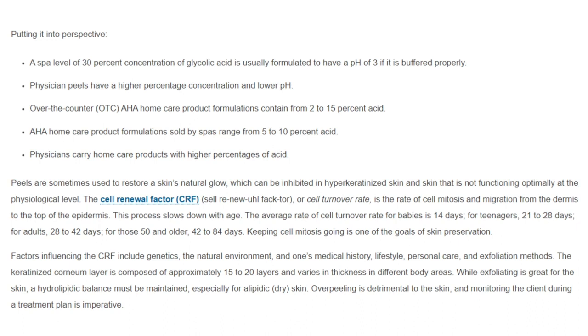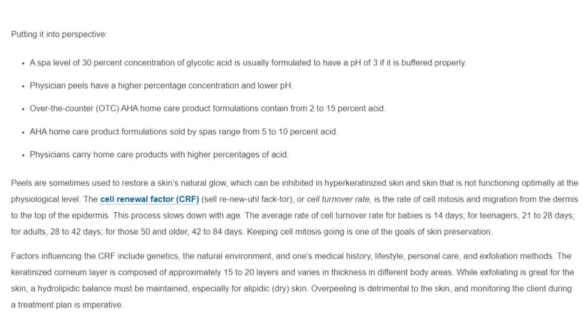The average cell turnover rate for babies is 14 days, for teenagers 21 to 28 days, for adults 28 to 42 days, for those 50 and older 42 to 84 days. Keeping cell mitosis going is one of the goals of skin preservation. Factors influencing the CRF include genetics, the natural environment, and one's medical history, lifestyle, personal care, and exfoliation methods.